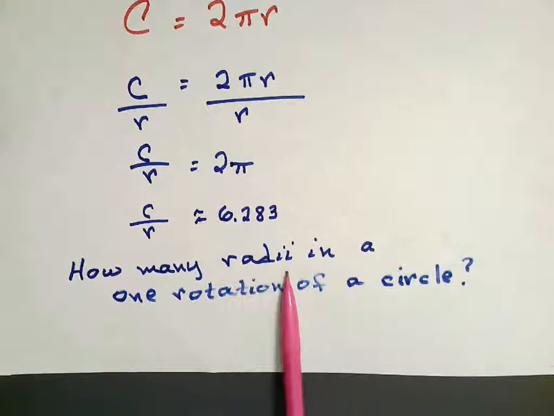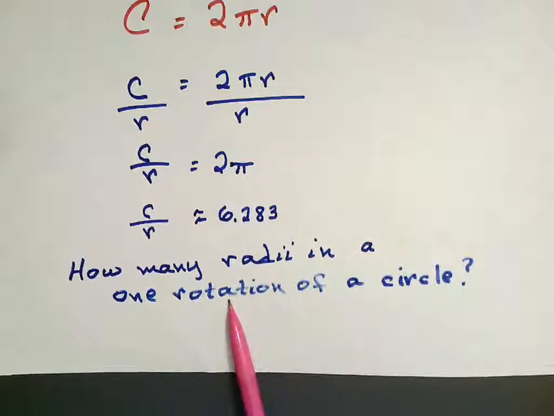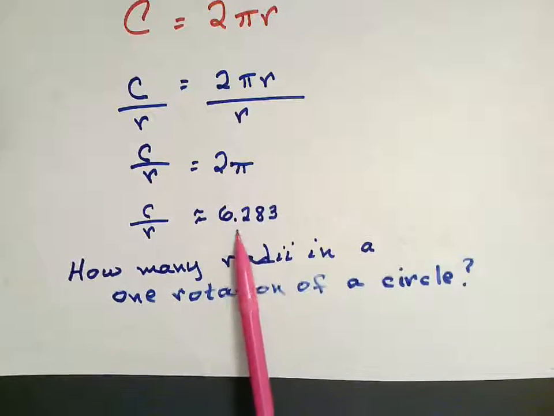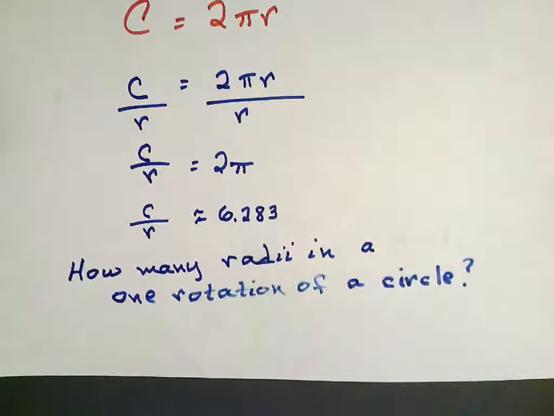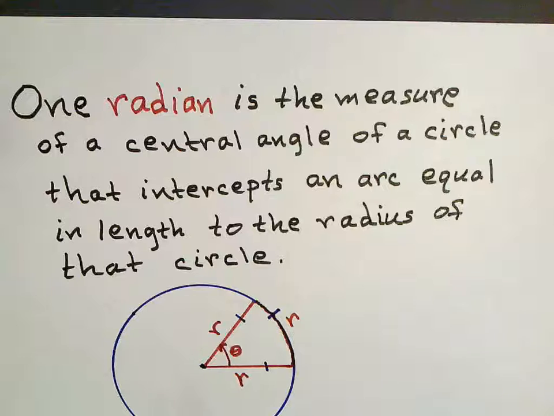How many radii do we have in one rotation of a circle? It's going to be 2 pi exactly, approximately 6.283. Now, exactly what is a radian? A radian is the measure of a central angle. See how the vertex is at the center of the circle here.